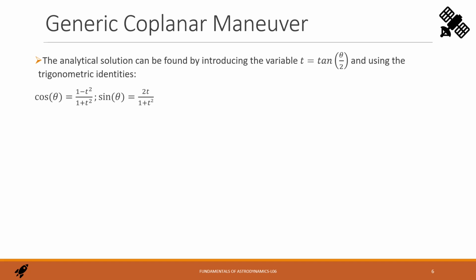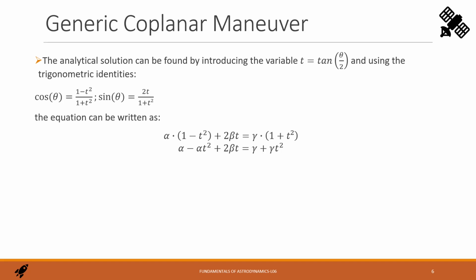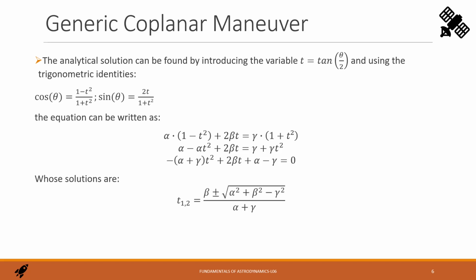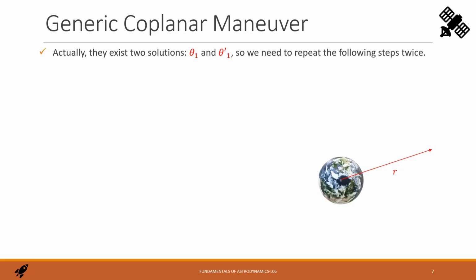In such a way, the equation is not any longer trigonometric but algebraic. We find a quadratic equation solvable with the standard formula. We notice that the solutions are 2. And when we revert to the trigonometric function, we get two angles equal to twice the inverse tangent of such t values. When θ1 is found, then also r is given from the trajectory equation.